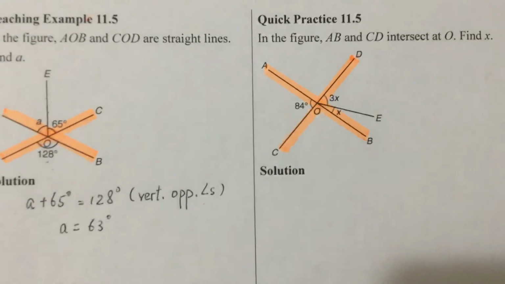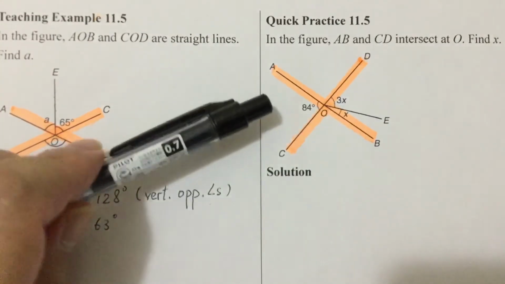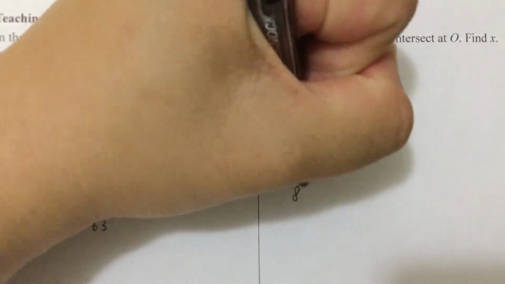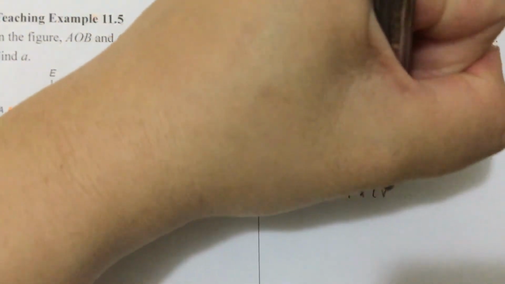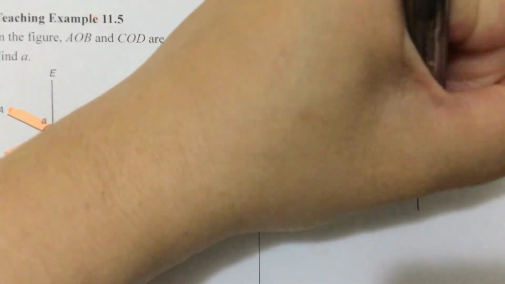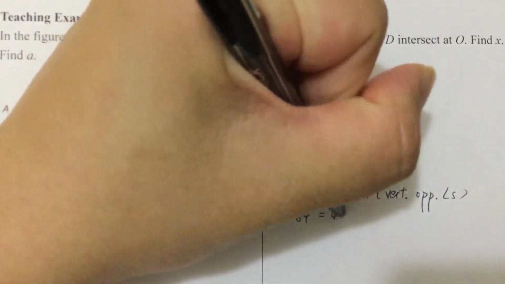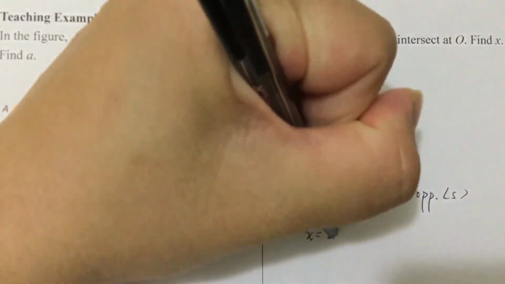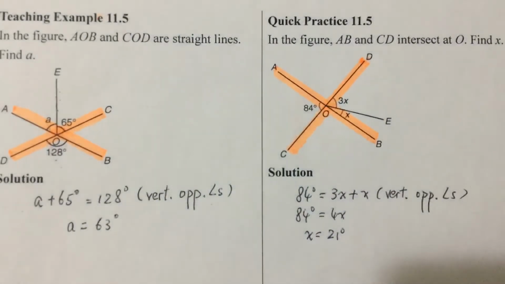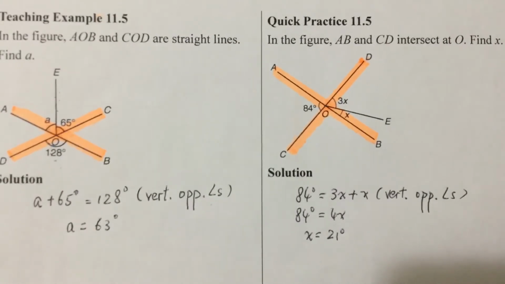So obviously we see this immediately: 3x plus x will equal 84. So we have 84 degrees equals 3x plus x, vertically opposite angles. We can use it immediately. 84 degrees equals 4x, and x equals 21 degrees. And we solve it immediately. Now let's look at teaching example 11.6 if you have no problem.